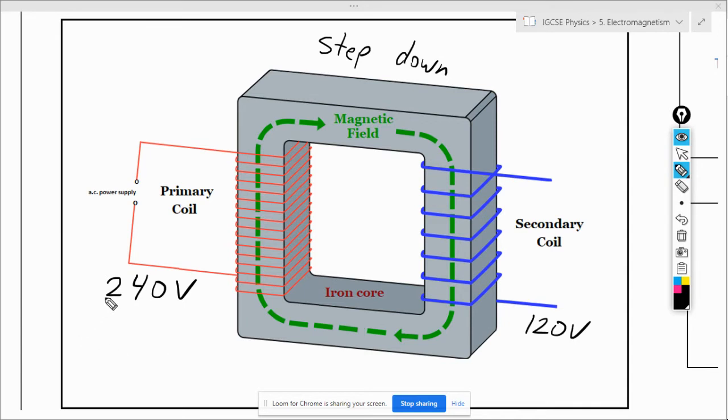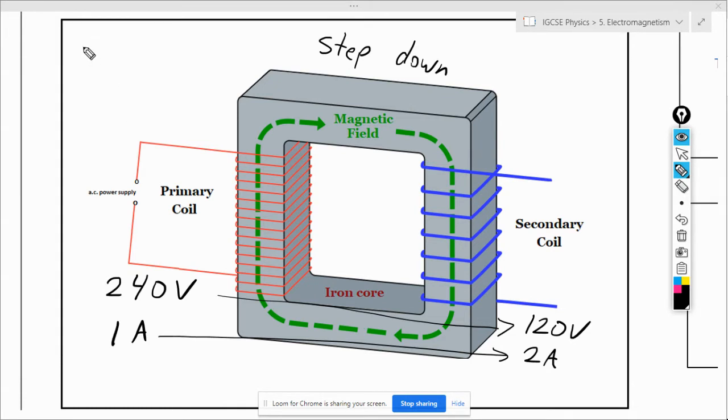But if this was 240 volts down to 120, what happens to all that other energy? Well, let's say this was 240 volts and 1 amp of current, 1 amp of alternating current. Because this 240 got cut in half down to 120, that means the current would double. So it would turn into 2 amps. Because remember, transformers obey the law of conservation of energy.